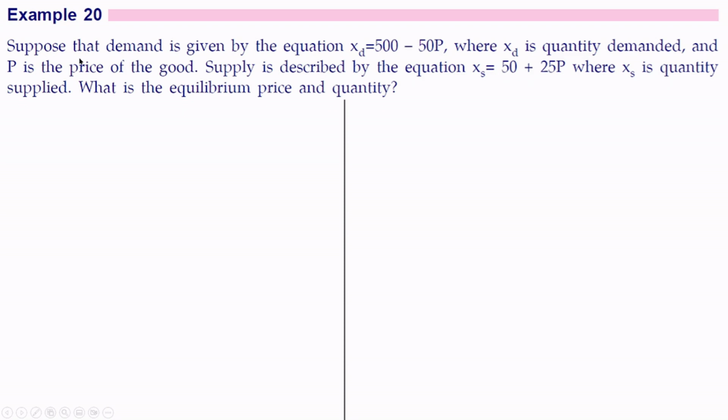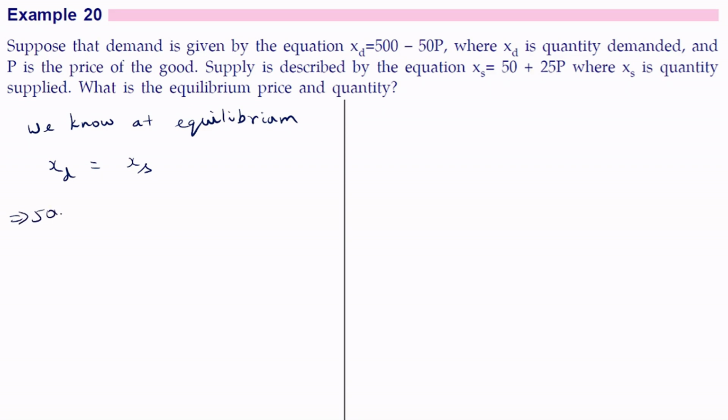Now we have an example. Suppose that demand is given by the equation xd equal to 500 minus 50p, where xd is the quantity demanded and p is the price of the good, and supply is given by xs equal to 50 plus 25p, where xs is the quantity supplied. What is the equilibrium price and quantity? Now we know at equilibrium, as we just saw, the quantity supplied is equal to the quantity demanded, that is xd equal to xs. So this is the quantity demanded and this is the quantity supplied. At equilibrium, these two are equal.